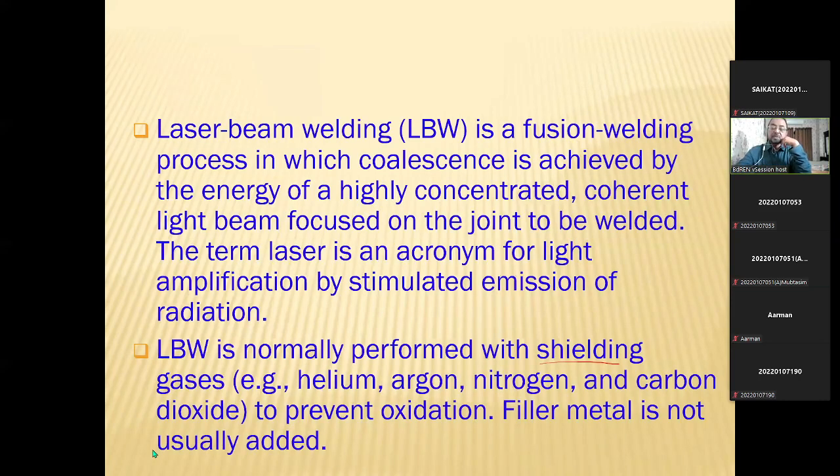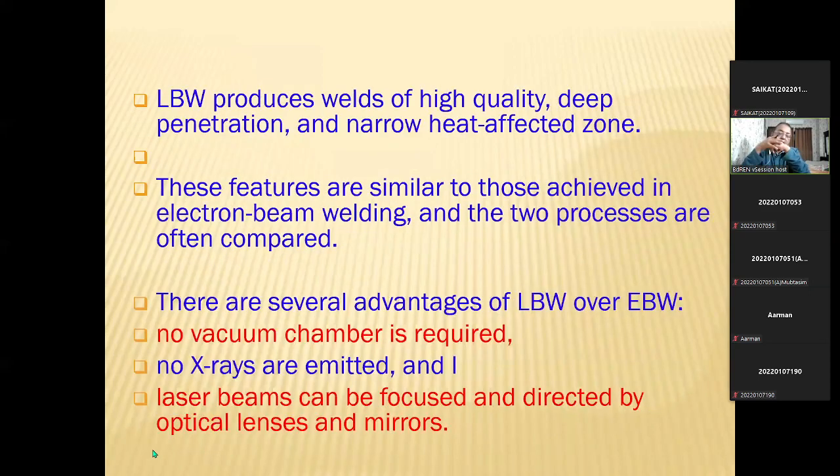Inert gas is used for shielding. That is the main difference between laser beam welding and electron beam welding. Now, the features of these two types of welding are similar, so all the time we have to compare which one we shall take.